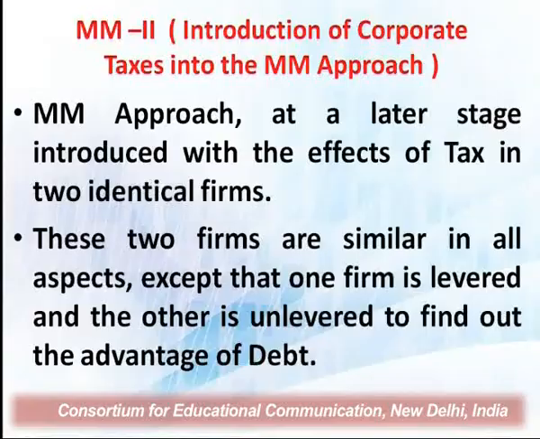So the MM approach at a later stage was introduced with the effects of tax in two identical firms, and they were saying that these two firms are similar in all aspects except that one firm is levered and the other is unlevered, to find out the advantage of debt. According to them, the value of firm will increase and cost of capital will decrease with the leverage whenever you introduce taxes, and since the interest is tax deductible, the levered firm will have greater value. So when we solve the question in MM2, that is with taxes, the value of levered firm will be greater than that of unlevered firm.